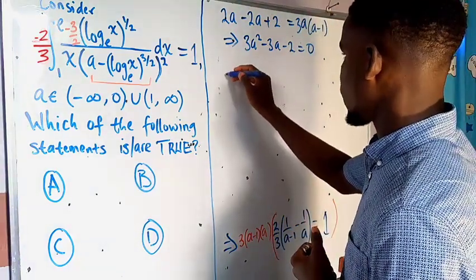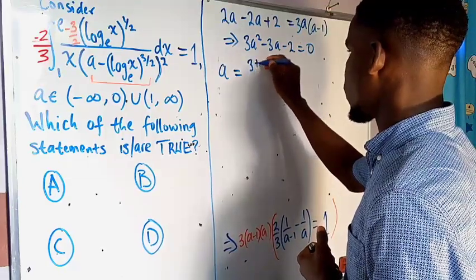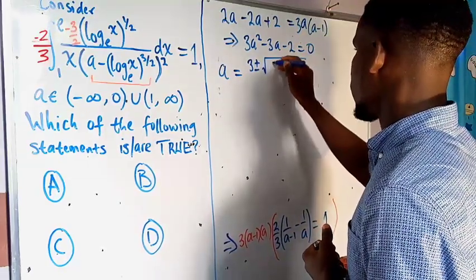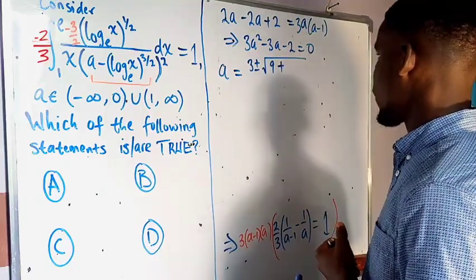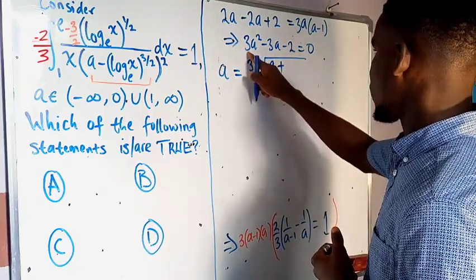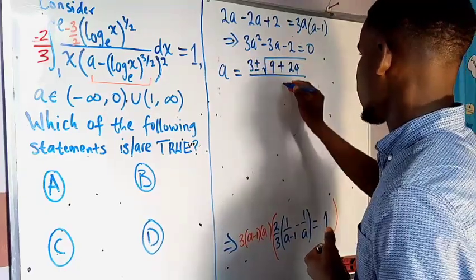So for the quadratic formula, we're going to have the two values of a to be negative b, which is just 3, plus or minus the square root of 9 minus 4ac, that is plus. We multiply this by 4. 4 times this time, that will be plus 24, all right? We divide it by 6.